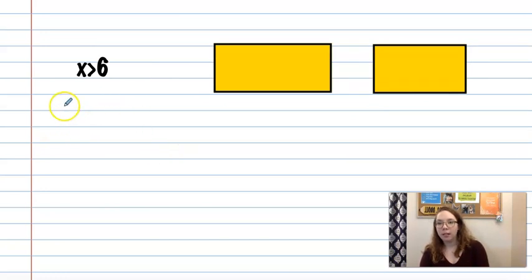Just some more practice here. So this one we'll do 5, 6, 7. There's no line underneath, so we'll use an open dot. And then x is larger than 6, so it's going to the right.